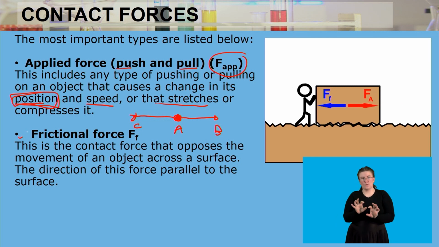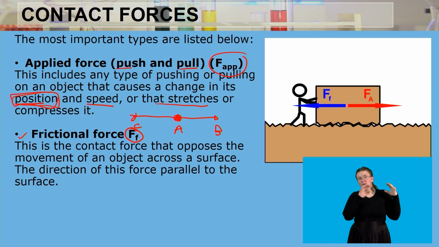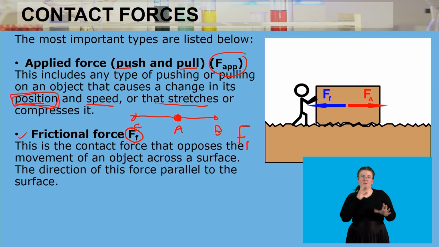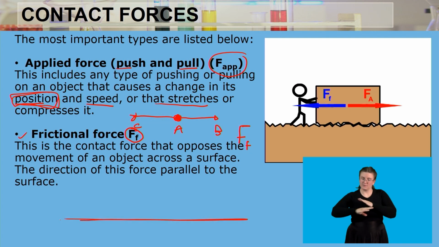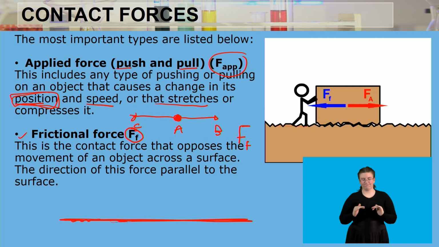We also have the second one, the frictional force, which is denoted by a capital F for force and a small f for friction, so it is the force of friction. This is also a contact force that opposes the movement of an object across a surface. The direction of this force is always parallel to the surface. For us to have a frictional force, the surface must be a rough surface, as we can see in this picture.